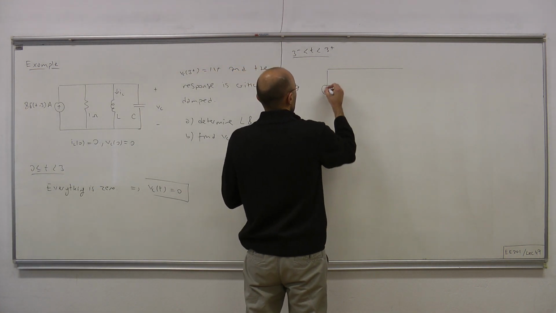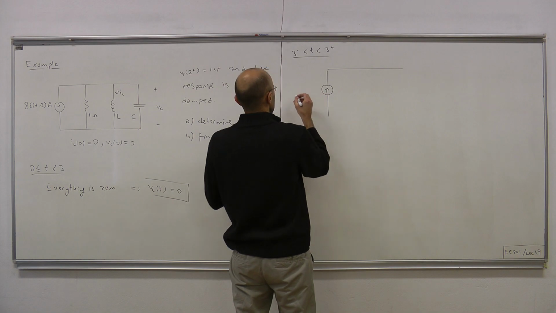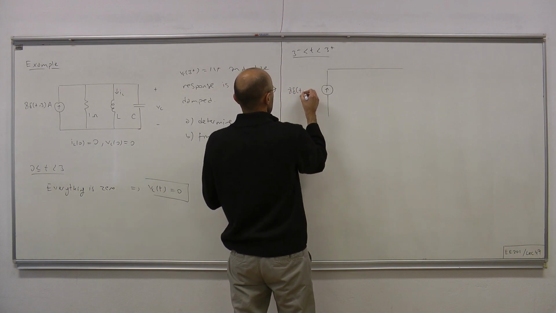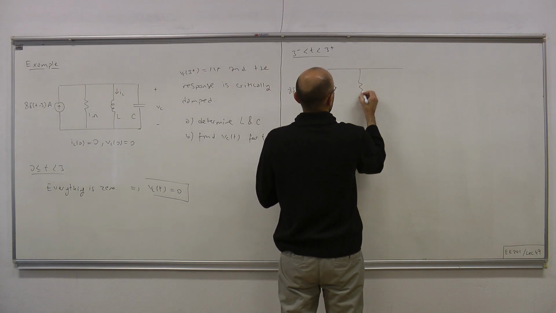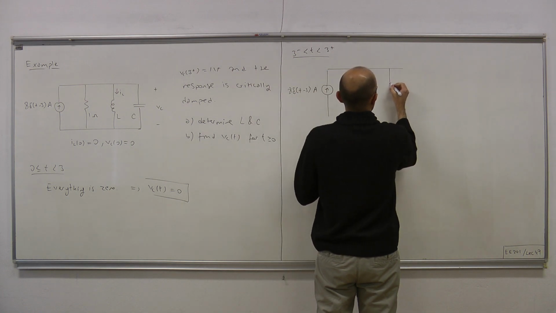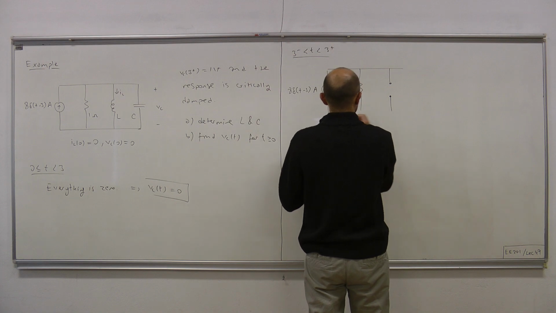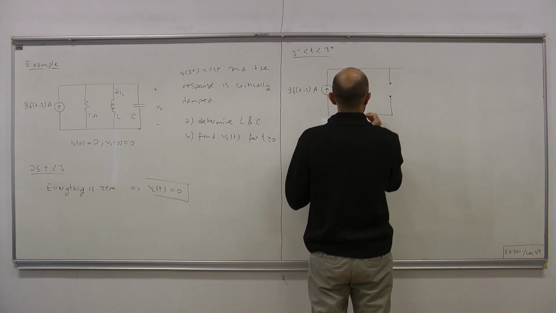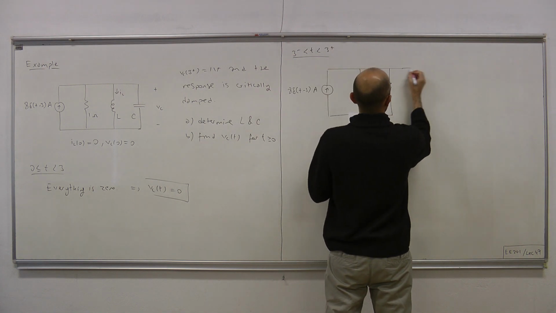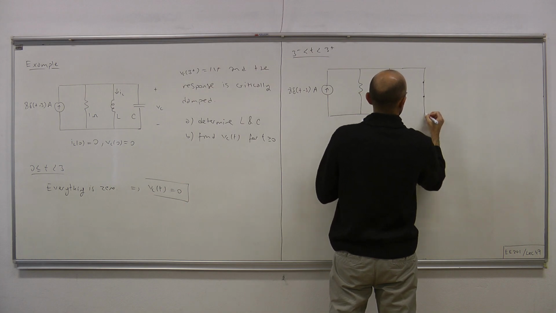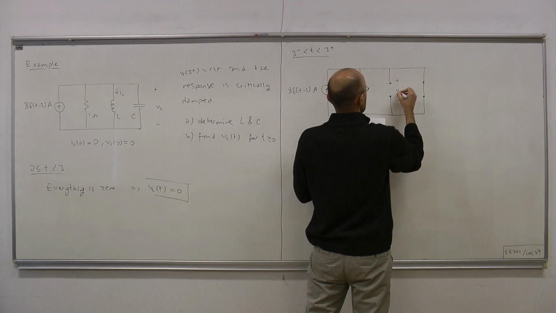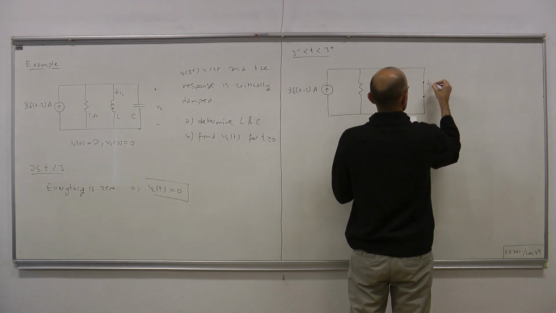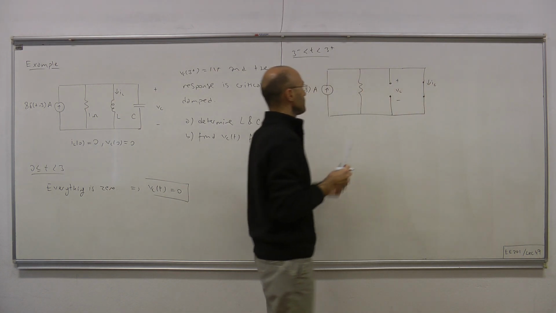So this is our source, 8 delta t minus 3 amps. Here we have the resistor. Here we have the inductor. And here we have our capacitor. Plus minus VL, and this is IC.